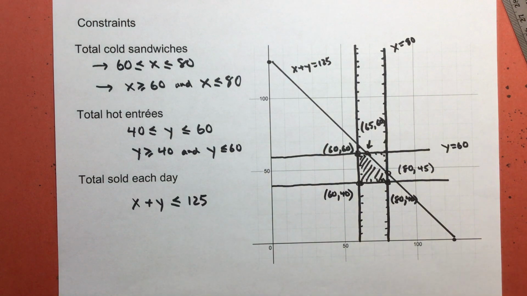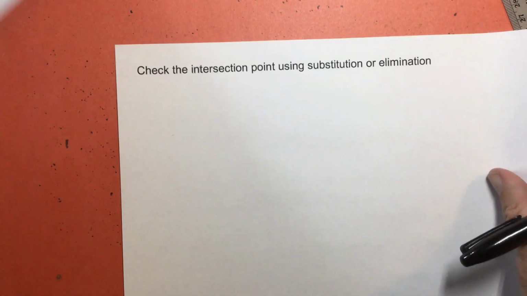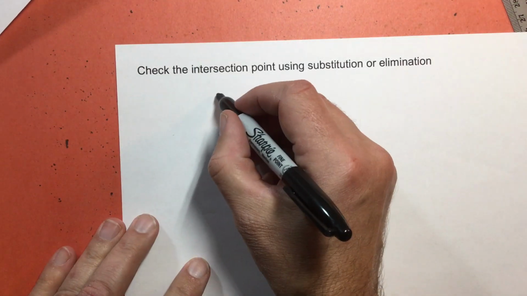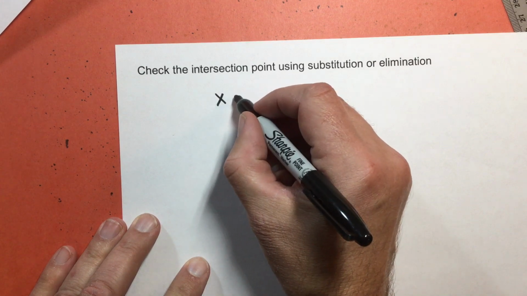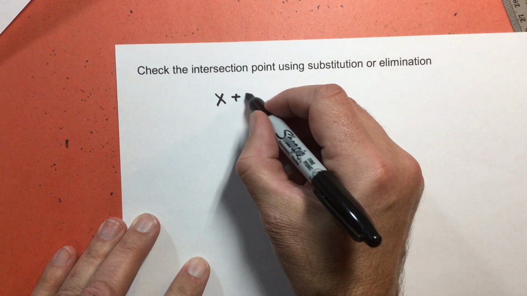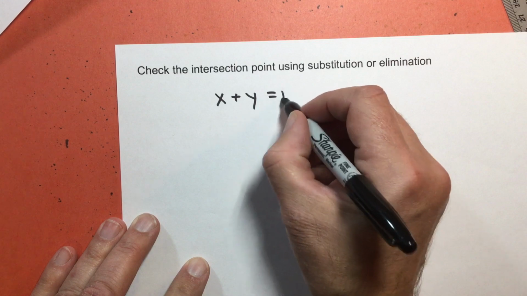So my substitution should be pretty simple because I am using vertical lines. All right, so my line that has my slope of -1 is x plus y equals 125.